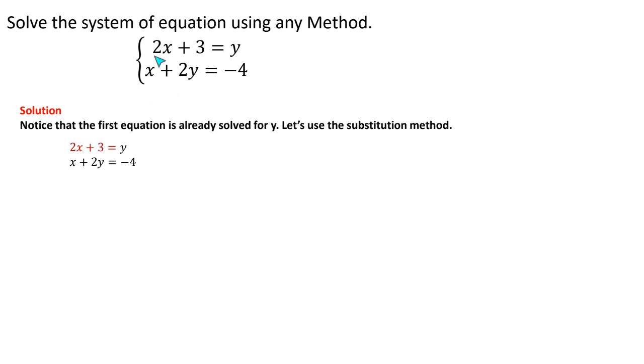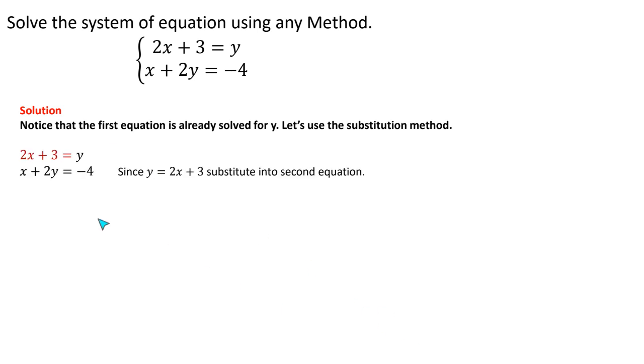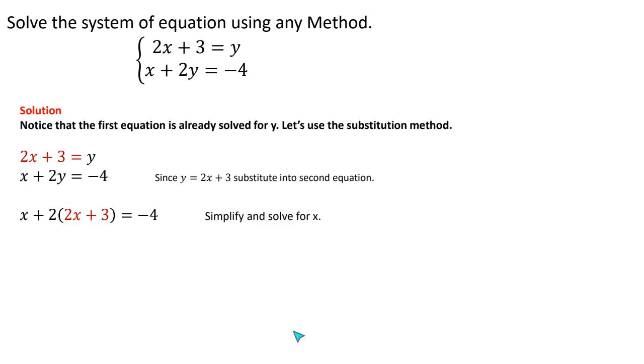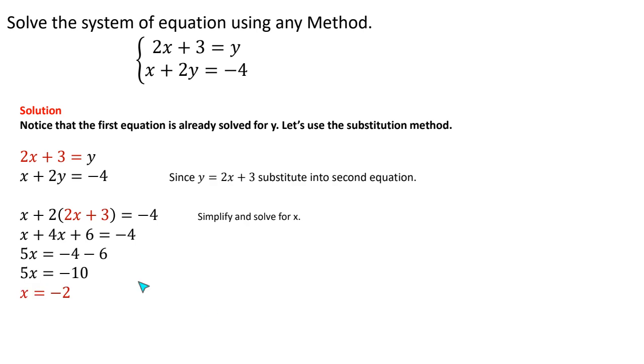So I'm going to take my second equation here, x plus 2y equals negative 4. And wherever I see a y, I'm going to replace it with 2x plus 3. So here I have x plus 2. Y, I already know is 2x plus 3, so I substitute that in here. And then we simplify. So let's distribute the 2. 2 times 2x is 4x. 2 times 3 is 6. Gather your like terms. X plus 4x is 5x. And subtract the 6. So we get negative 4 minus 6, negative 10. So x is equal to negative 2.